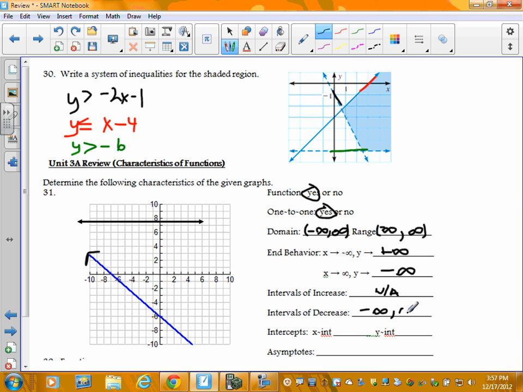Again, always is negative infinity, positive infinity. X-intercepts is where it crosses the x-axis. There's the x-intercept, negative 7, 0. Y-intercept, we just look at where it's crossing the y. At 0, negative 6. Anything crosses the y-intercept, you just write the coordinates of it, and this thing has no asymptotes because there's no line it's getting closer and closer and closer to, but never touching. So there's 30 and 31.